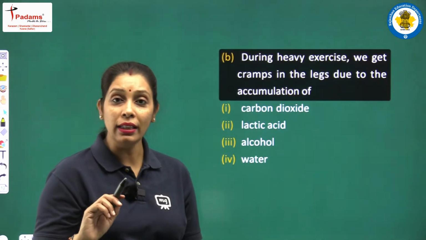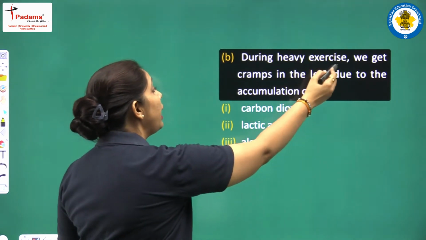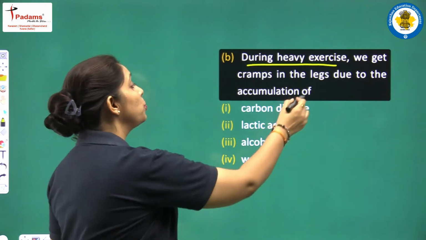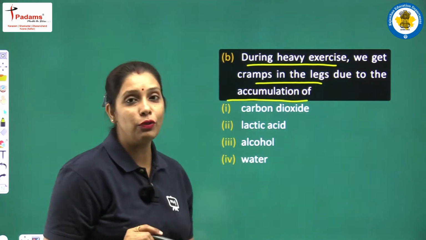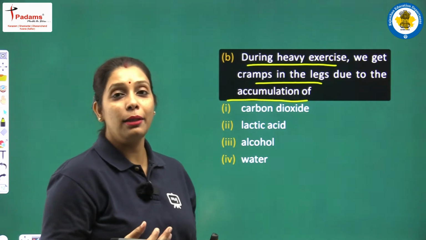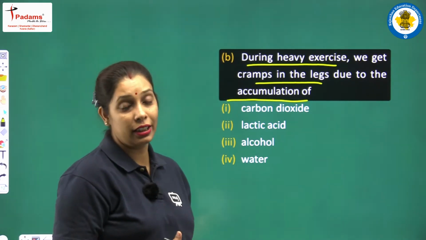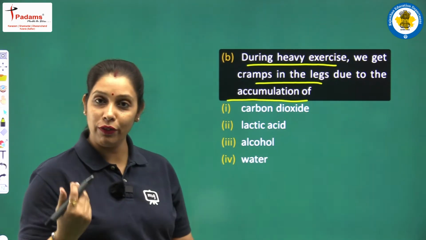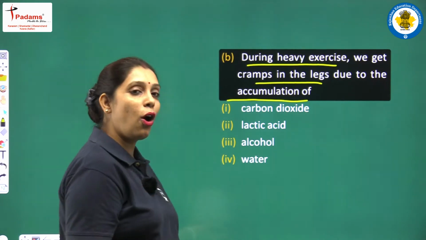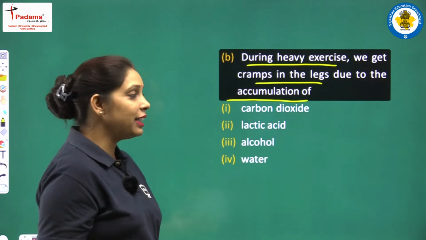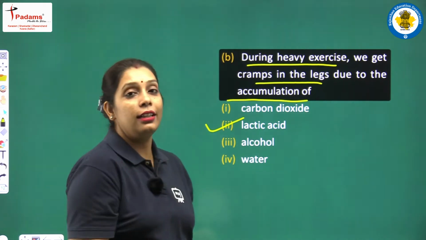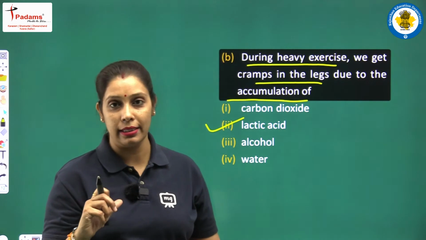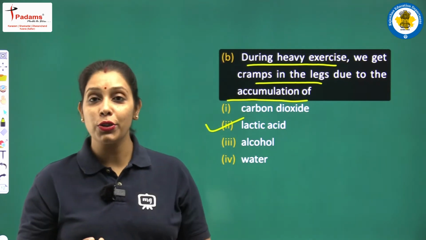Proceed to the next one, and next one is, during heavy exercise we get cramps in the legs due to the accumulation of, yes, we already had studied, हमें कई बार हमारे पैरों में cramps आ जाते हैं, isn't it? क्यों होता है? It is because of carbon dioxide, because of lactic acid, because of alcohol, because of water. And the correct answer is second. It is just because of the accumulation of lactic acid in muscle cells. Is that clear? Proceed to the next question, class.